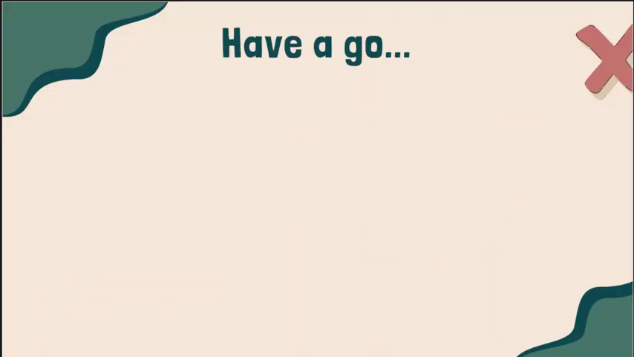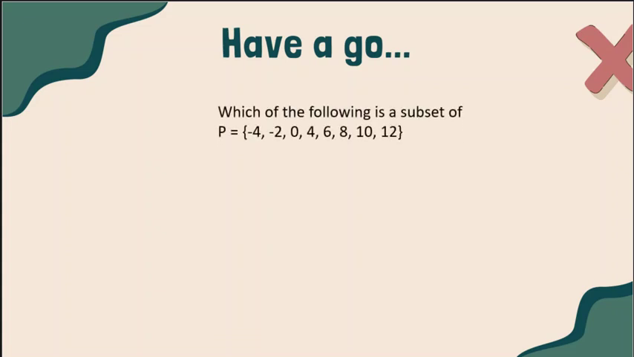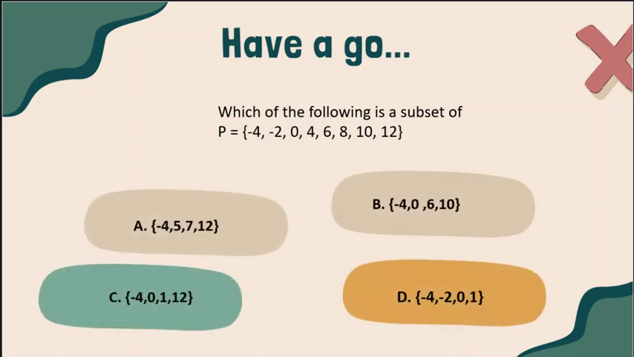Alright, now have a go at this example and let's see. Say you have set P, which is defined as the even numbers -4, 2, 0, 4, 6, 8, 10, and then 12. Which of the following will be a subset of set P? Is it A, B, C, or D? Have a go at it and then we'll all talk about it later.